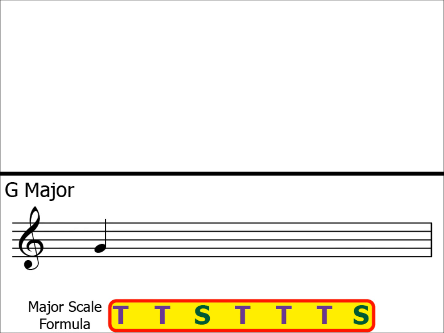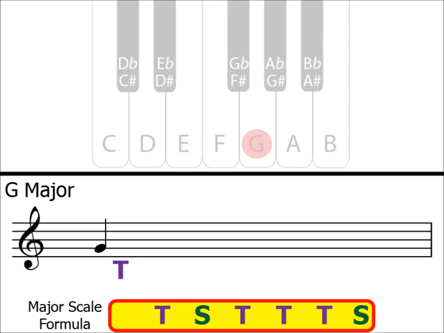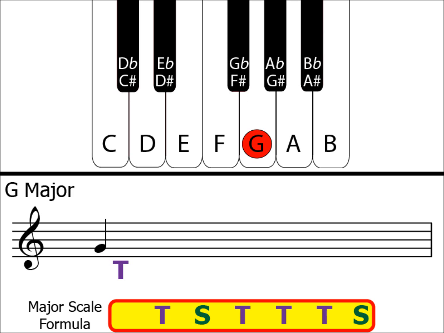Because it is G major, we start on the note G. We then use our major scale formula to calculate the remaining notes of the scale. We take the first letter of the formula, a T, and this tells us to write a note that is a tone higher than G. Here's G on our piano. G sharp is one semitone higher, A is another. Because A is a tone higher than G, that is our next note of the scale. We add this note to our scale.